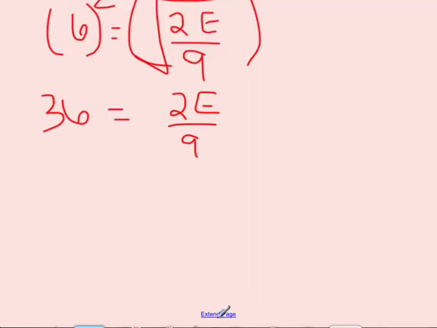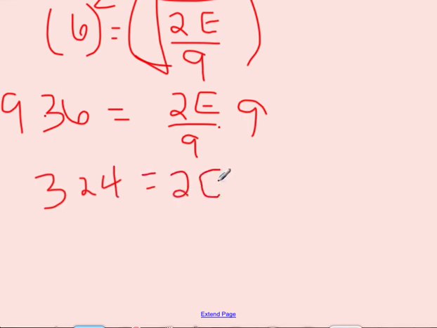Now, that 2e is being divided by 9. So what I need to do to get it over to the other side is multiply both sides by 9, because that's the opposite of dividing, right? So then I have 9 times 36 is 324, and that's going to be equal to 2e. So now I just need to solve that for E. So I'm going to divide both sides by 2, and I end up getting that E is equal to 162.